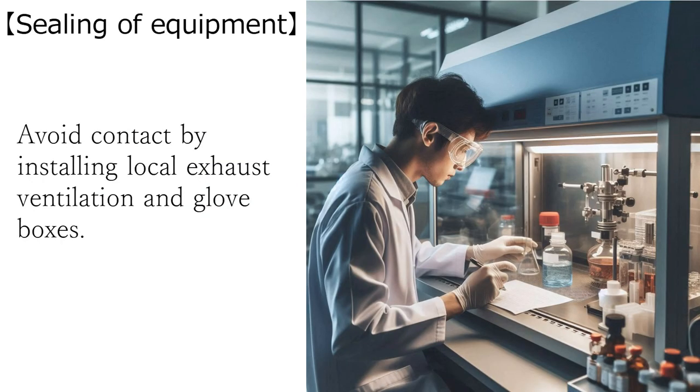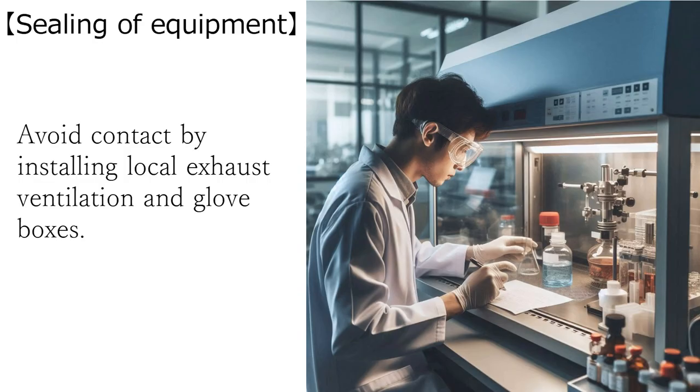The next step is to seal the equipment. This includes the use of sealed containers or tanks and the use of local exhaust ventilation systems such as glove boxes. In addition, using pressure differentials to create a negative pressure environment and introducing automation and remote operation can eliminate the need for workers to approach hazardous substances. This avoids direct contact.